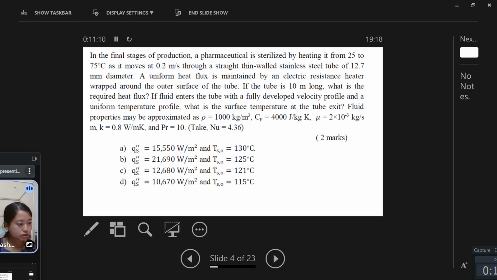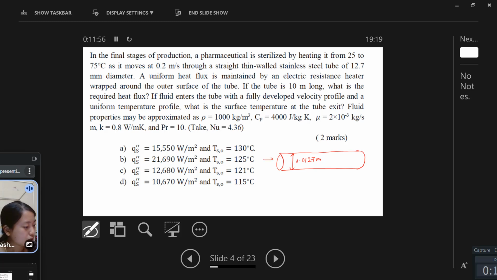Okay, then this is the first question. In the final stages of production, a pharmaceutical is sterilized by heating it from 25 to 75 degrees Celsius as it moves at 0.2 meter per second through a straight, thin-walled stainless steel tube of 12.7 millimeter diameter. So it is a stainless steel tube. The diameter is 12.7 millimeter, that means 0.0127 meter.